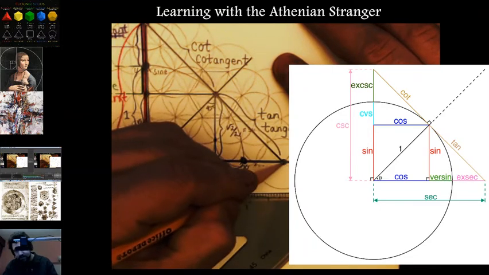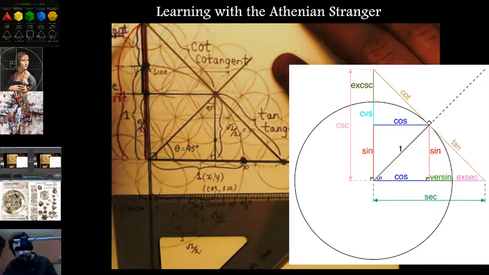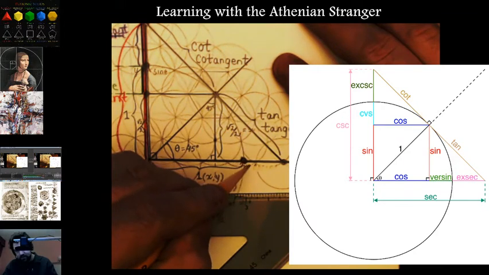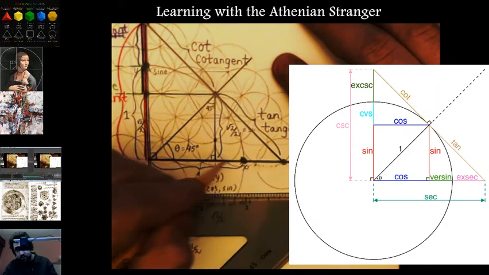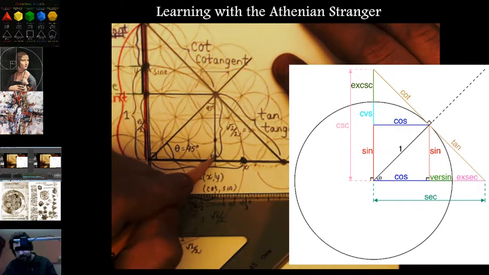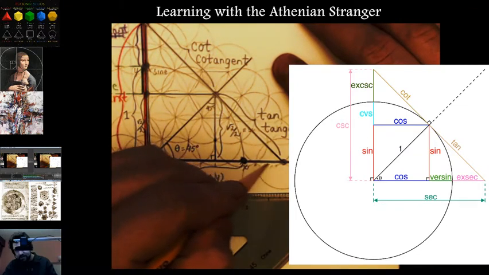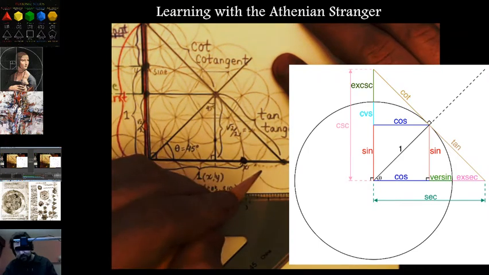And we've actually extended the tangent line all the way out past the point at which the unit circle line has impacted the x-axis. We've gone out here now. Now this whole distance, so the cosine distance right there, plus the versine distance right here, plus the x secant distance here, all of those together add up to the secant.